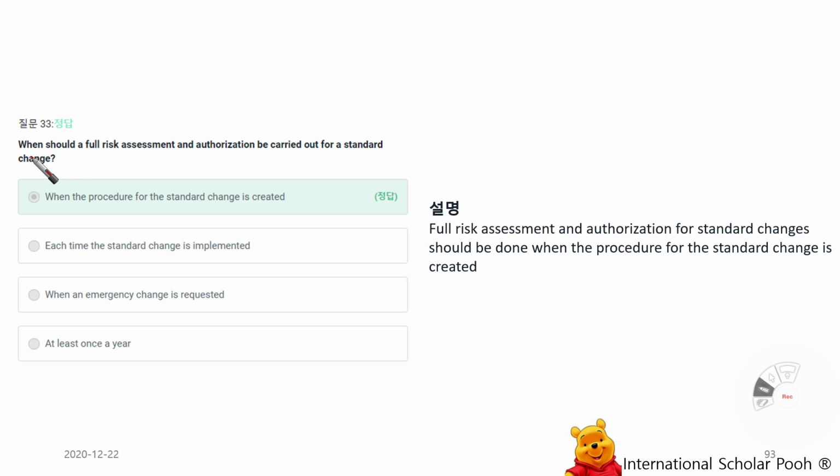When should a full risk assessment and authorization be carried out for the standard change? When the procedure for the standard change is created. Full risk assessment and authorization for standard changes should be done when the procedure for the standard change is created.